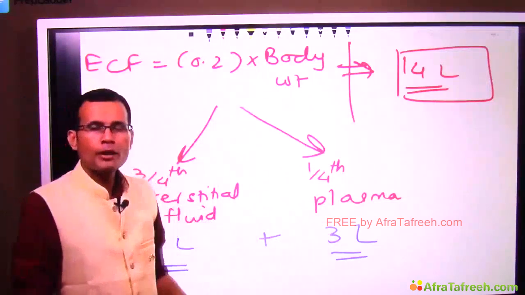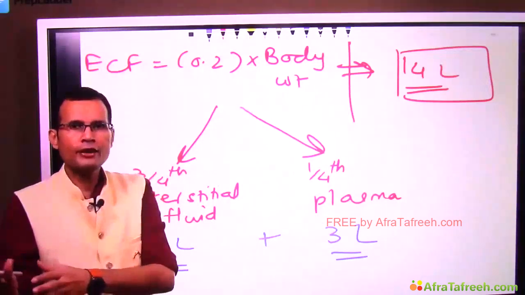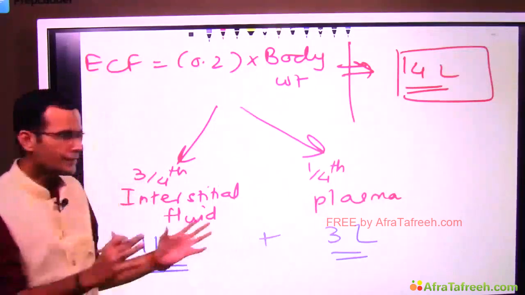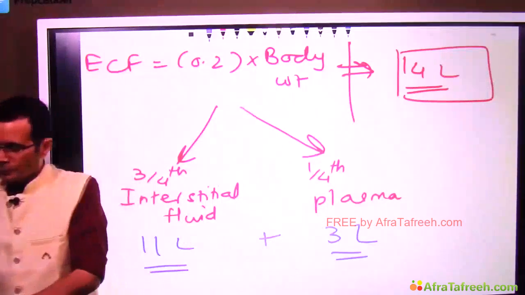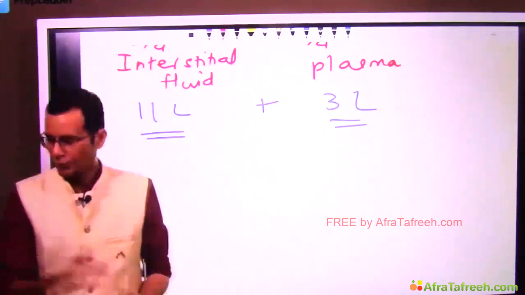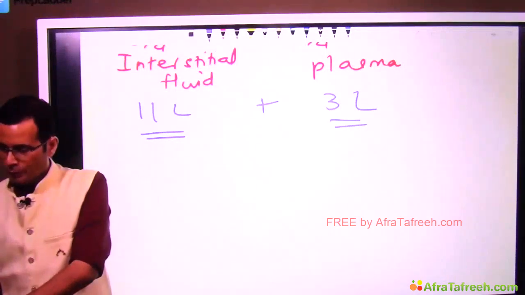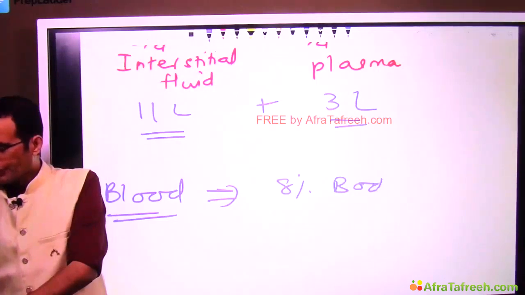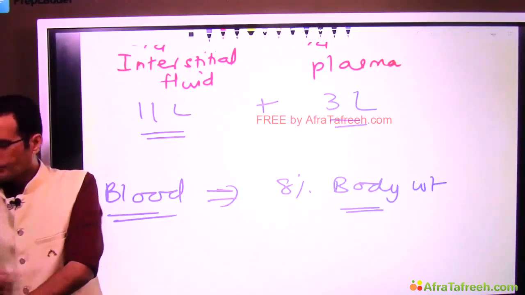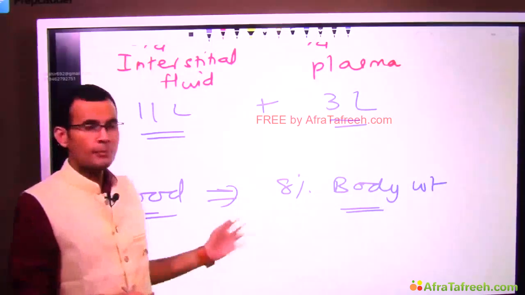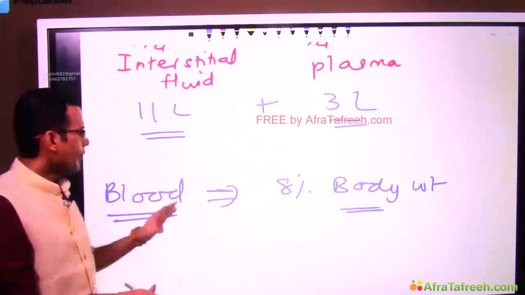If you take total blood volume to be 5 liters, out of that 3 liters would be plasma, 2 liters would be cells. That's an approximate proportion. Looking at it from another point of view, for example, blood volume is 8% of the body weight. So, in a 70 kg healthy adult, 8% of that 70 kg is roughly about 5 liters.